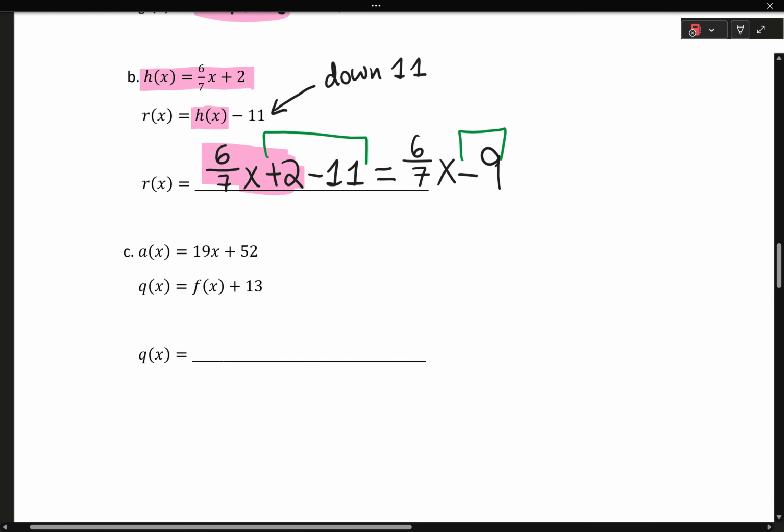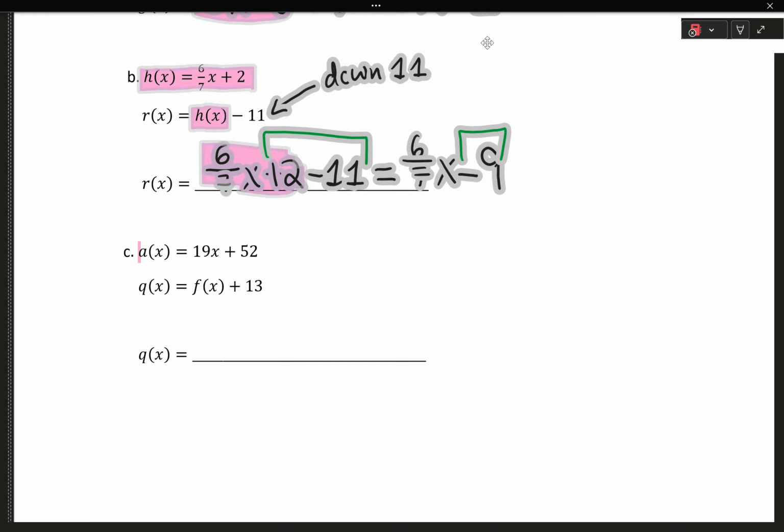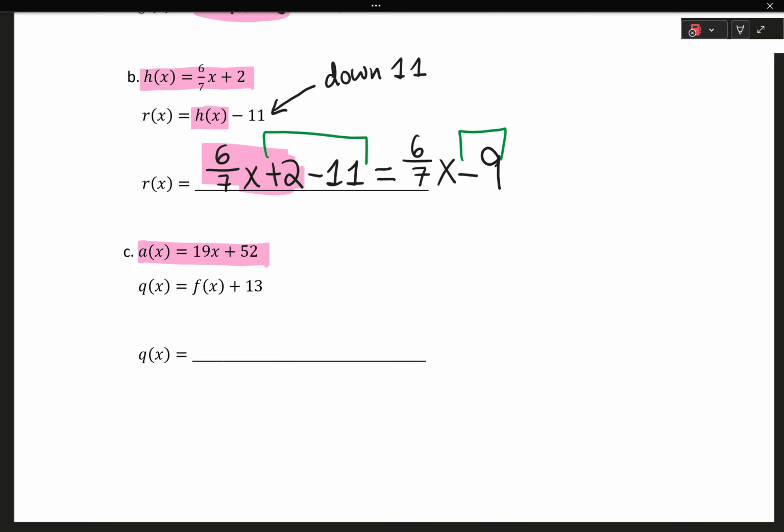Let's try that one more time for letter C before we start graphing. Okay, in letter C, a of x is 19x plus 52, and we're going to, oh, that's a typo. That's supposed to be a. Well, that's too late. I already printed. That should be a of x plus 13. Well, let's find q of x. A of x is 19x plus 52, and to get q, we add 13.